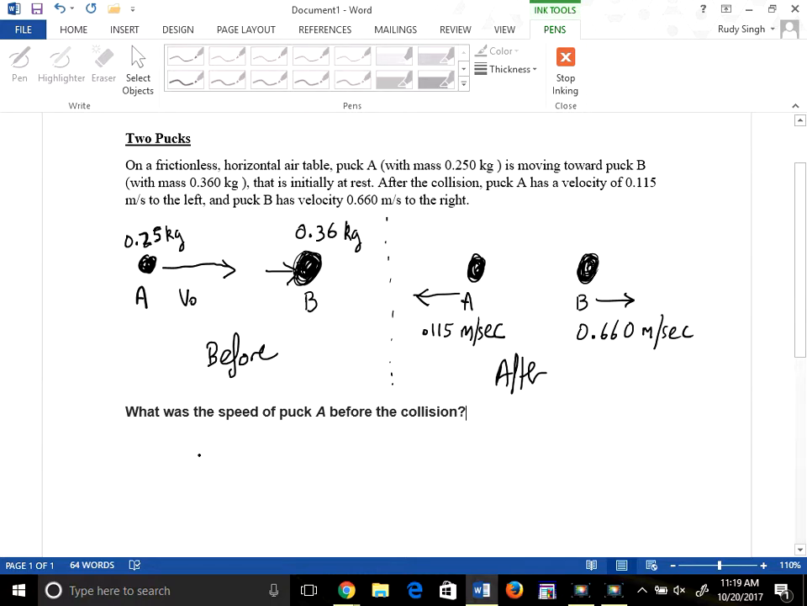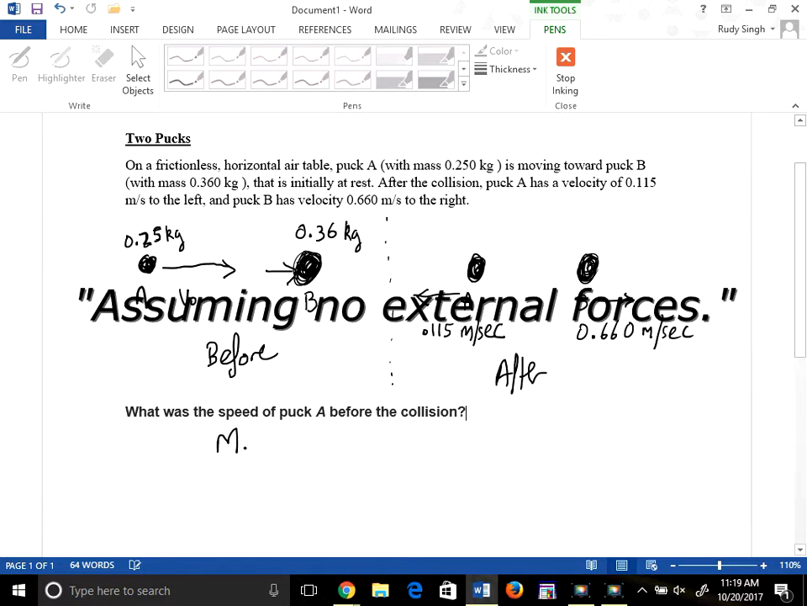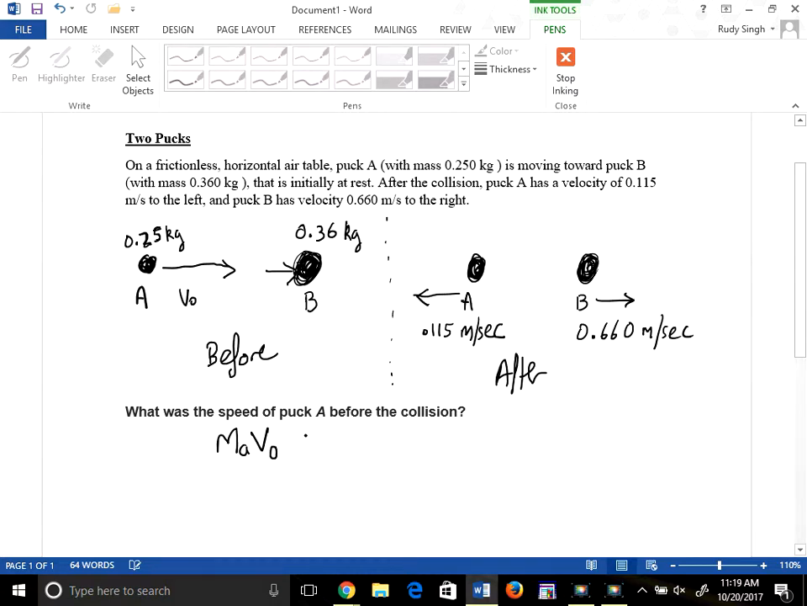So we have a conservation of momentum going on here, and what we know is momentum before the collision and after the collision is conserved. So remember, the mass of A times its velocity, that's the momentum before the collision, is equal to the mass of A now times its new velocity. But its velocity is 0.115, but it's going to the left. It's in an opposite direction than B's. So let's think of that as a negative velocity. So that's negative 0.115, plus the mass of B now times its velocity, which is 0.66.